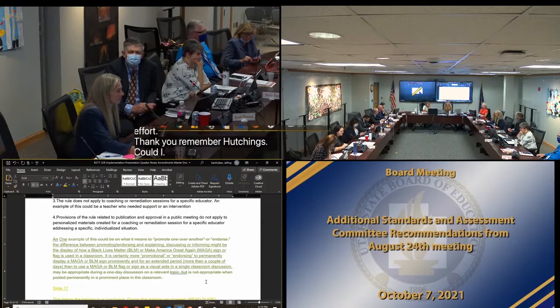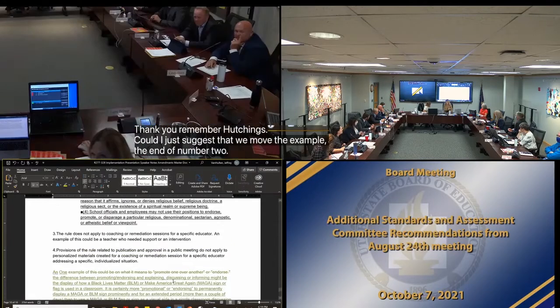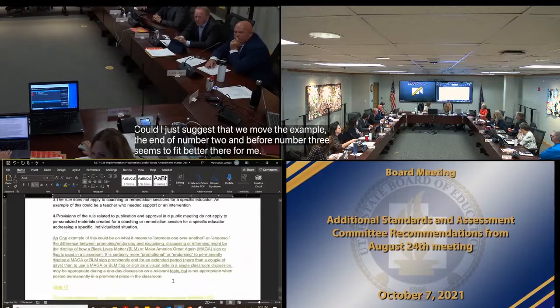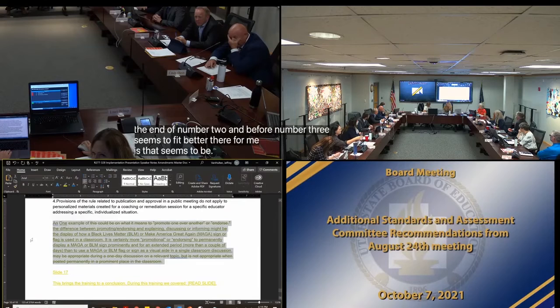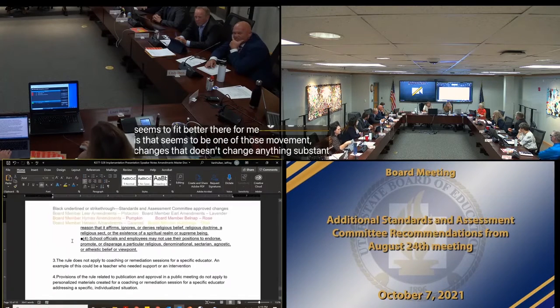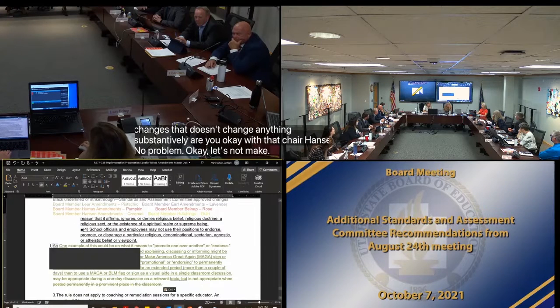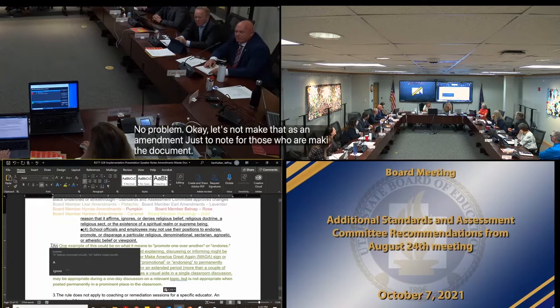Could I just suggest that we move the example at the end of number 2 and before number 3? It seems to fit better there for me. That would not bother me. That seems to be one of those movement changes that doesn't change anything substantively. Are you okay with that, Chair Hansen? No problem. Okay, let's not make that an amendment, just a note for those who are making the document. Board Member Earl?